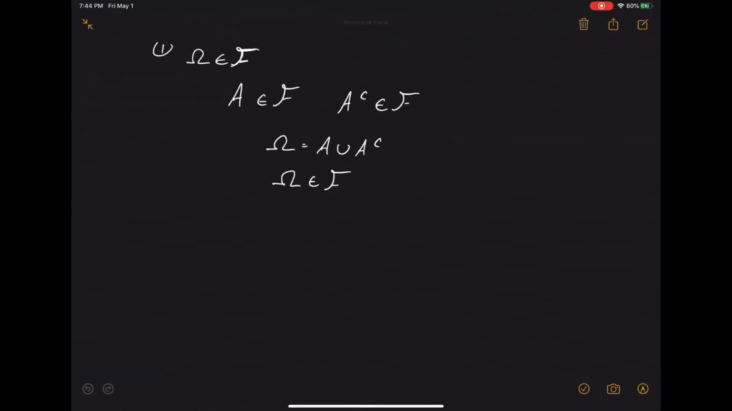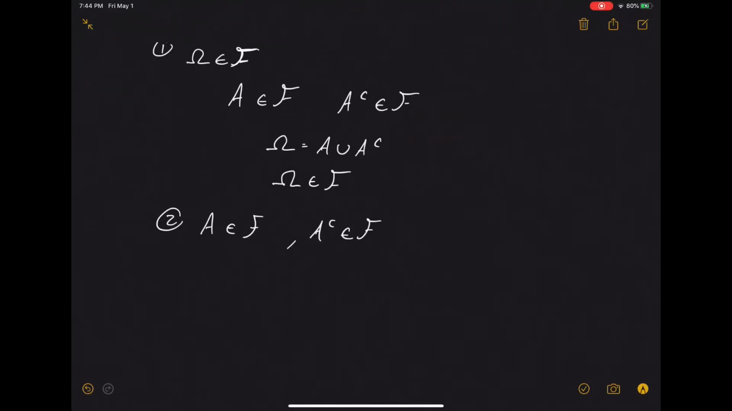What else do I need for a sigma algebra? I need F to be closed under complements. Well, it already is, right? We've already assumed from our axioms that if A is in F, A complement is in F.